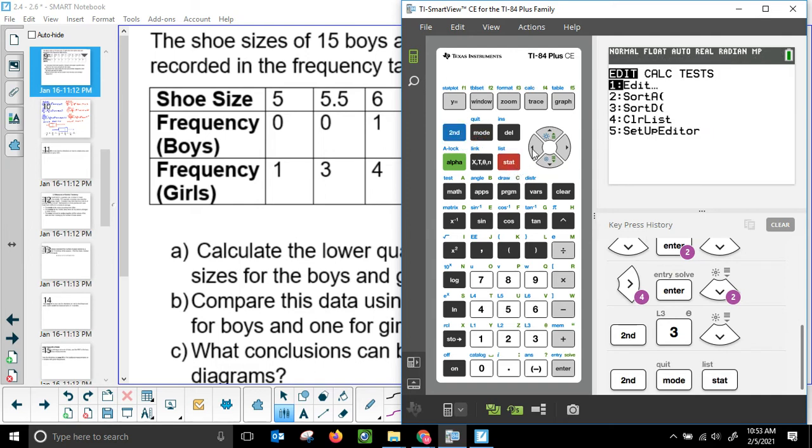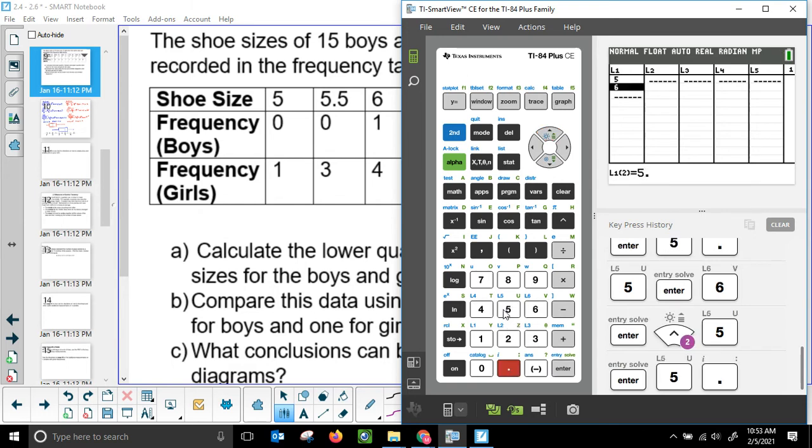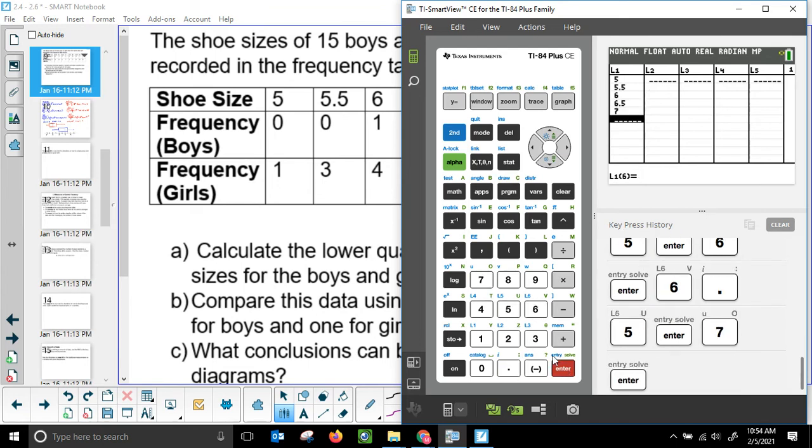Now we want to hit the stat button and hit enter on edit. That will bring us up to all of these lists. Now we're going to put all of this data in here. Well, my shoe sizes, we have 5.5, 6. Oh, whoops, I'm sorry. We should have started with just 5. 5.5, 6, 6.5, 7, 7.5, 8, 8.5, 9, and 9.5.